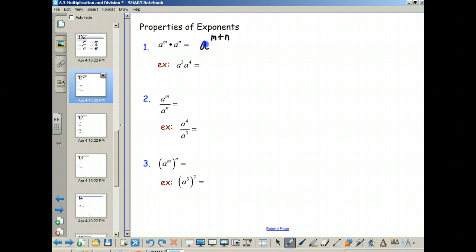So a to the third, by definition, means a times a times a. And then a to the fourth means a times a times a times a. There's 4 of them. So a condensed way of writing this would be a to the 7th. And why is it 7? Because 3 plus 4 is 7.